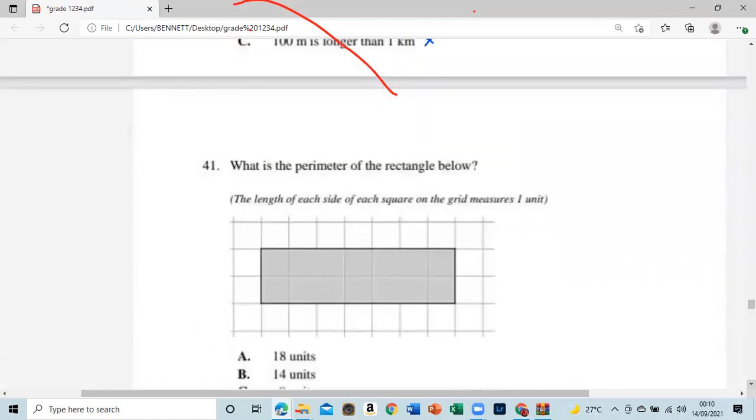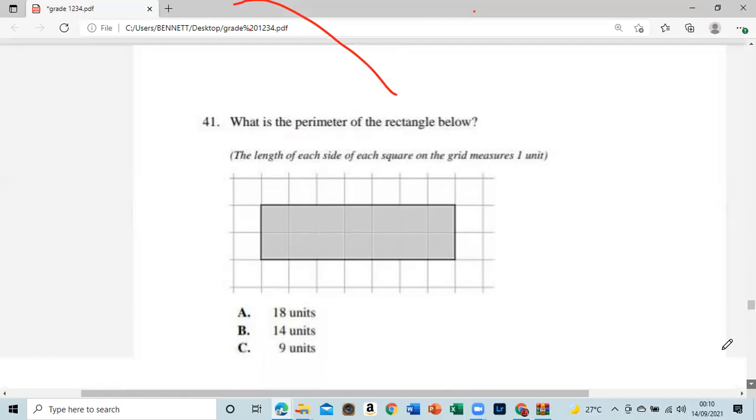What is the perimeter of the rectangle below? The length of each square on a grid measured 1. So guys, what does perimeter mean?